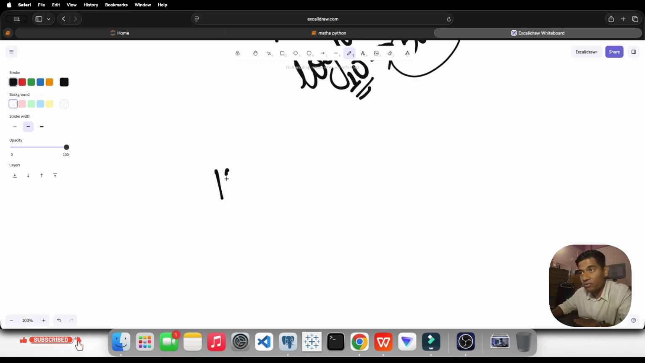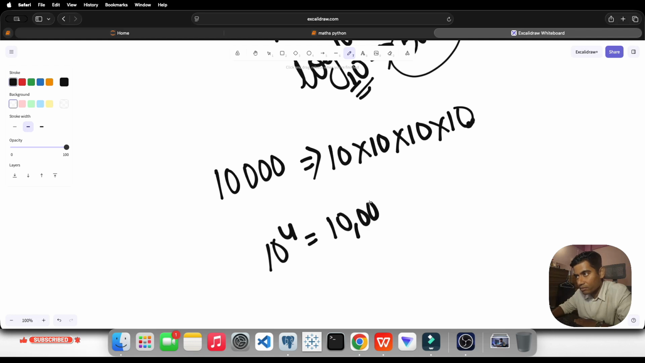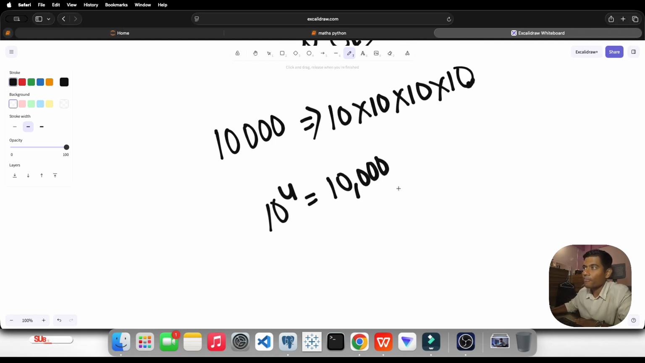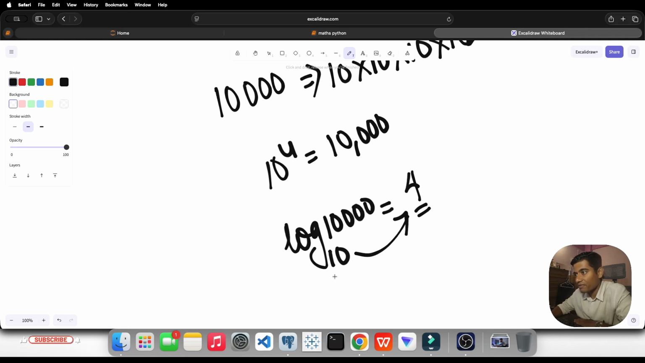Same thing if I go for 10,000. Okay, so 10,000 is what? 10 into 10 into 10 into 10, 1 2 3 4. So 10 to the power 4 equal to 10,000. Simple. Right now, how will we write in log? We will write log to the base 10. Here we will write 4, because the power always comes in the output. And here it will be the number, like how many times I will multiply 10 to get 10,000.